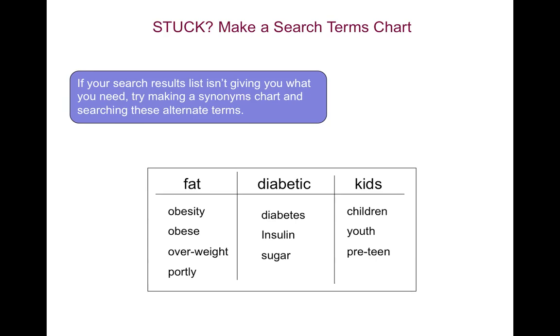So what I can do if I'm really stuck is make a chart where I put those at the top and then just think of synonyms. So for fat, I could put obesity, overweight, whatever; diabetic, insulin, sugar, blood sugar. For kids, I can put children or youth and so forth. And then I can search all these additional terms. And once you've searched additional terms, you can start to get clearer and more accurate search results.